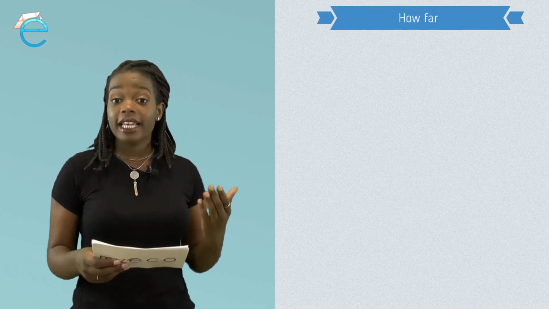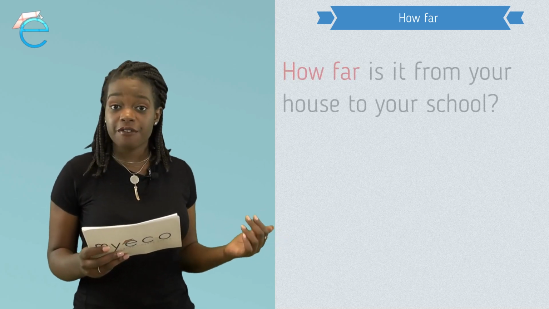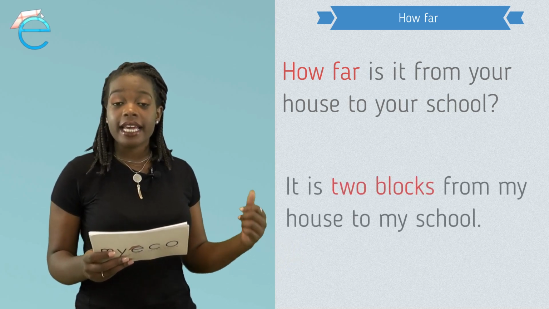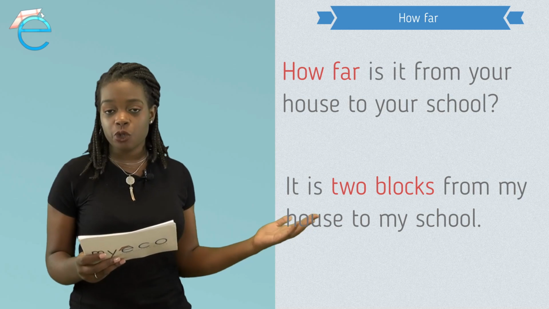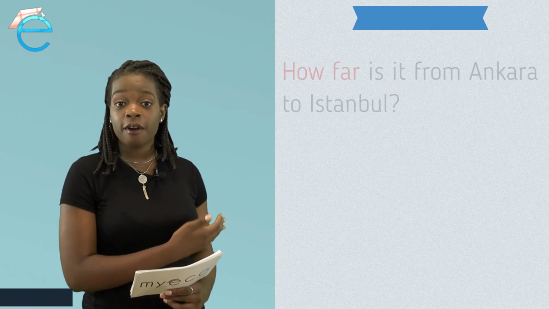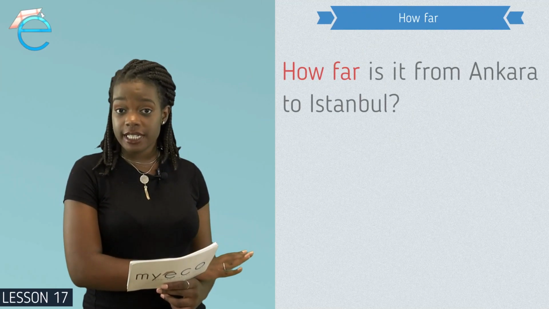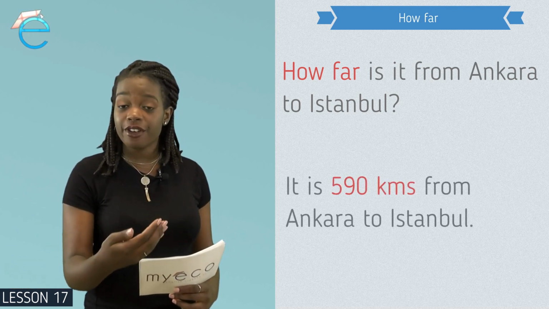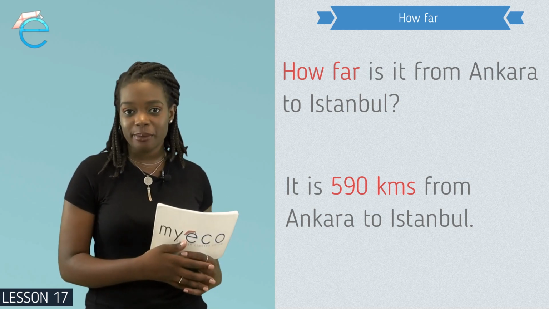Okay, so now that we've looked at all of our different types, we do know that for how far and how long, we can also have longer answers. So let's have a look at how a longer answer would look. Let's start with how far. How far is it from your house to your school? Instead of just saying 2 blocks, I can say it is 2 blocks from my house to my school. Another example, how far is it from Ankara to Istanbul? Instead of just saying 590 kilometers, I can say it is 590 kilometers from Ankara to Istanbul.